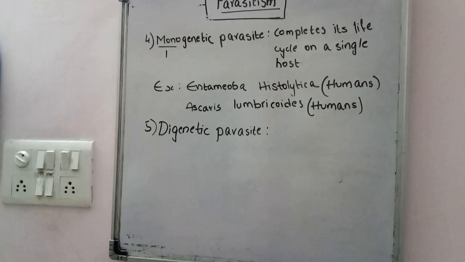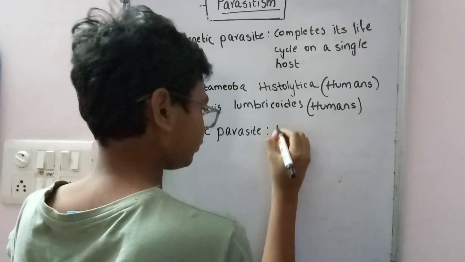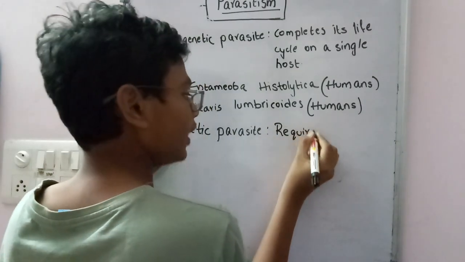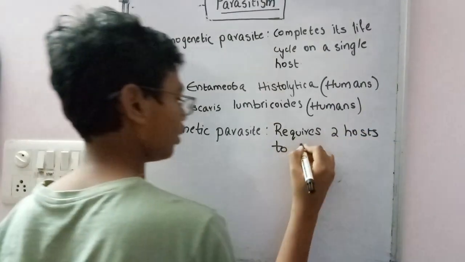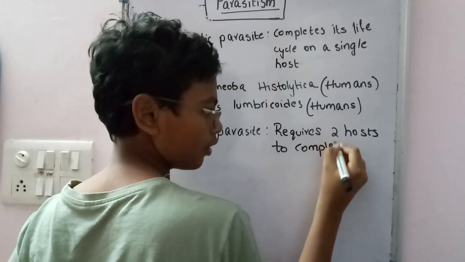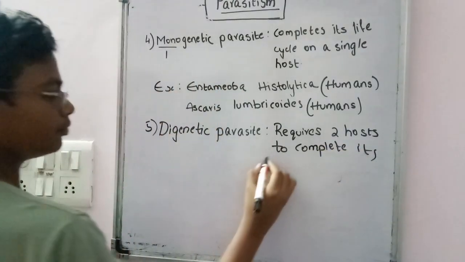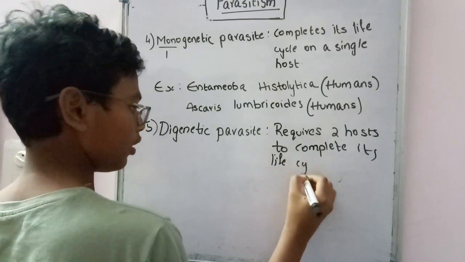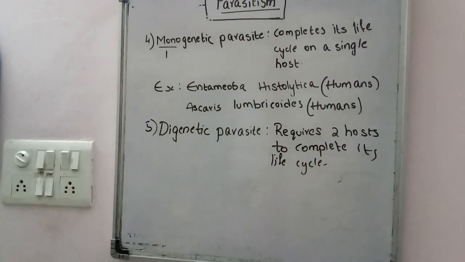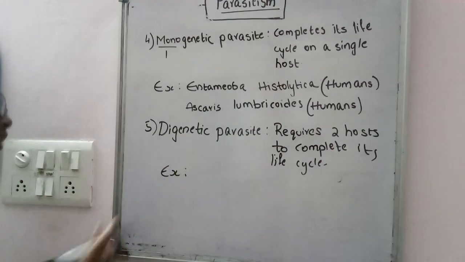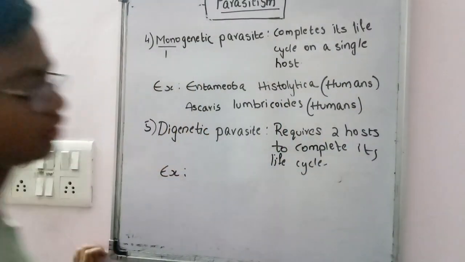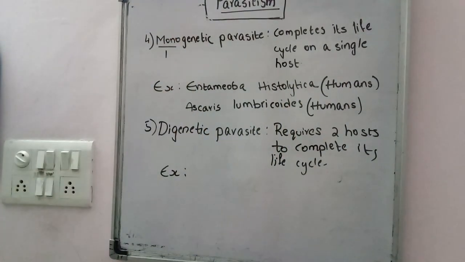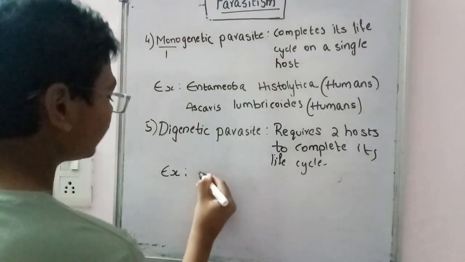So first of all, what is a digenetic parasite? This digenetic parasite requires two hosts to complete its life cycle. Before going to examples, you got the difference. This requires only one kind of host and this requires two kinds of host. Mono means one, di means two.